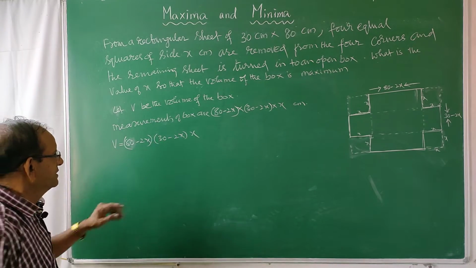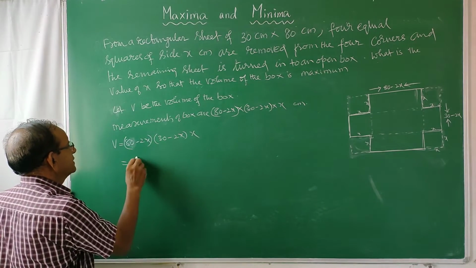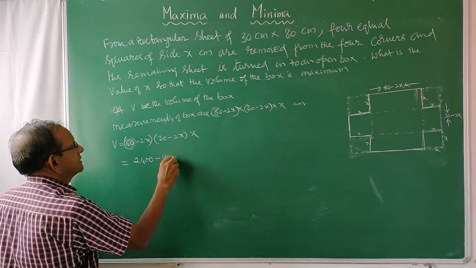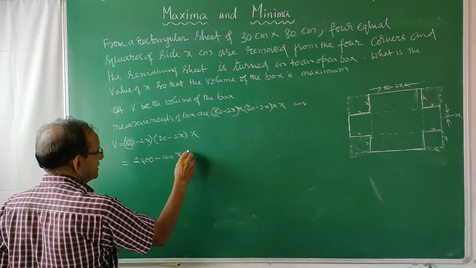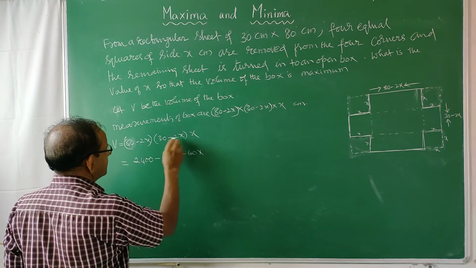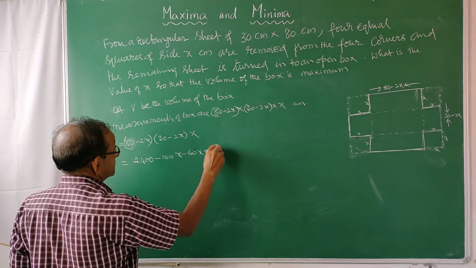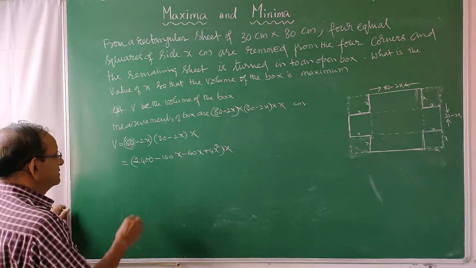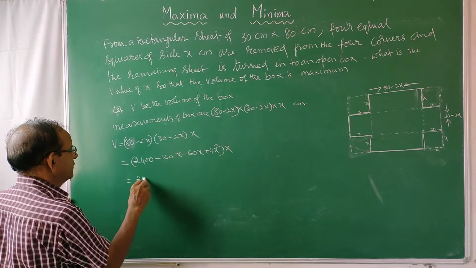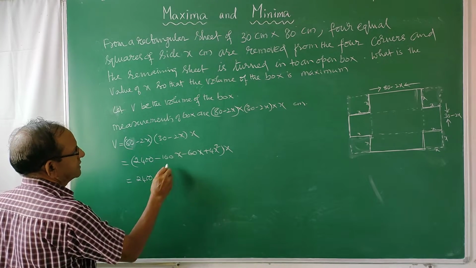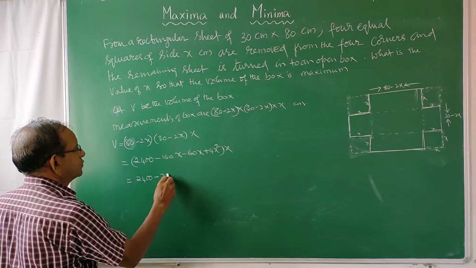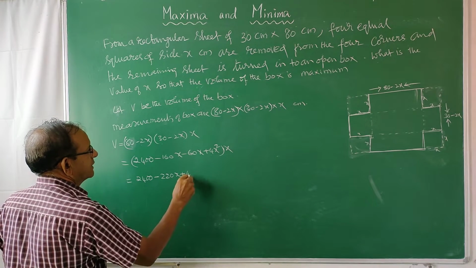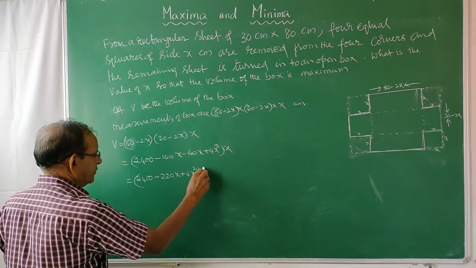Let us multiply these two brackets. 80 into 30 is 2400. 80 into 2x is minus 160x, minus 60x, plus 4x square, into x. So 2400 minus 160x minus 60x, that is minus 220x plus 4x square, into x.